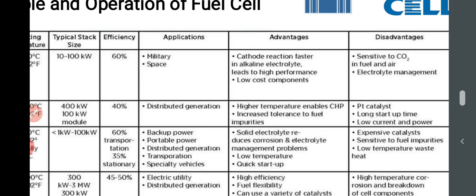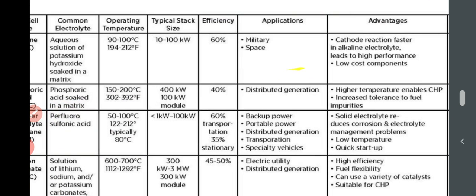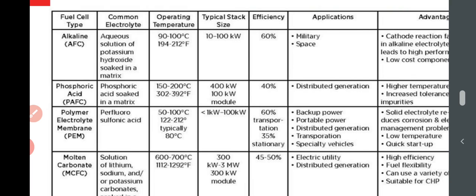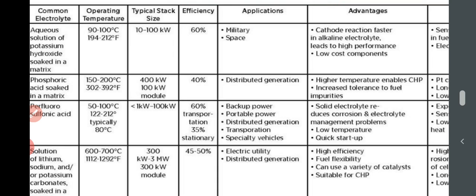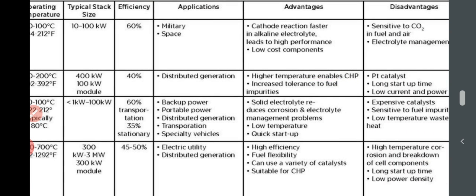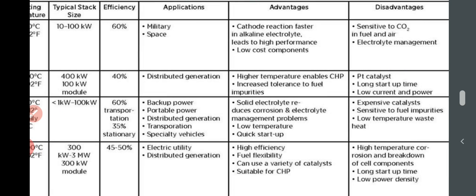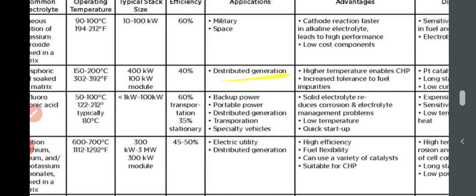That's why we need to use pure hydrogen and pure oxygen, and the management of electrolyte is quite difficult, because the concentration level may change with time. Phosphoric acid fuel cell is used for distributed generation. Higher temperature enables CHP, that means combined heat power plant. You can develop a combined heat power plant. Increased tolerance to fuel impurities because of high temperature. Then platinum catalyst increases the cost. It takes a little bit longer to start up the fuel cell, and low current and power.